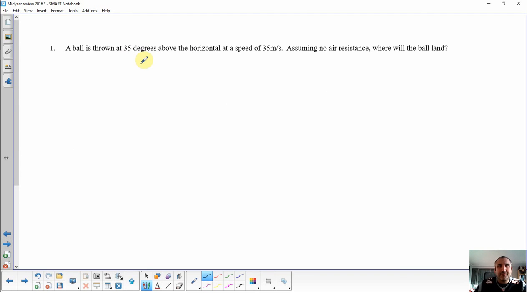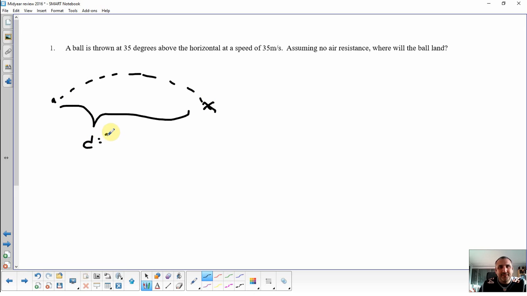A ball is thrown 35 degrees above the horizontal at a speed of 35 meters per second, assuming no air resistance. Where will the ball land? This is no longer one-dimensional kinematics. This is two-dimensional. So we've got a ball, and it's going to be thrown, and it's going to land. And we are trying to figure out where that is.